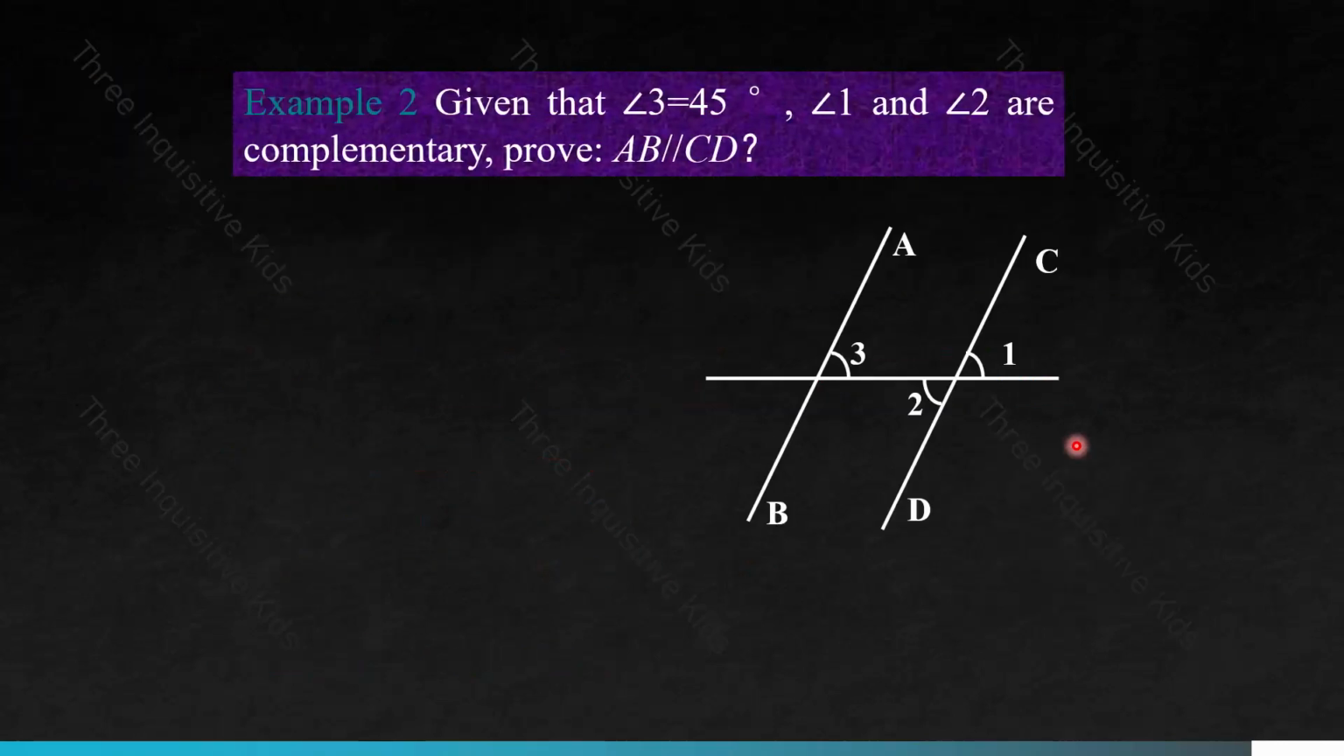Alright, let's do another problem. Given that angle 3 has a measure of 45 degrees, and that angles 1 and 2 are complementary, prove if AB is parallel to CD. Again, pause the video and use the properties of parallel lines to help you solve.